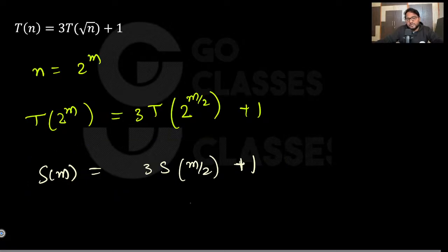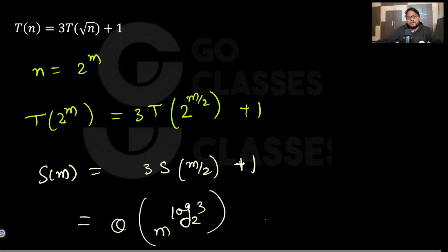Using the Master's theorem, this is log base b of a, with a = 3 and b = 2. So this is basically greater than 1, right? This is m to the power something, so I think this will be the answer. Ultimately, this will be the answer. So theta of m to the power of log base 2 of 3 is the answer.